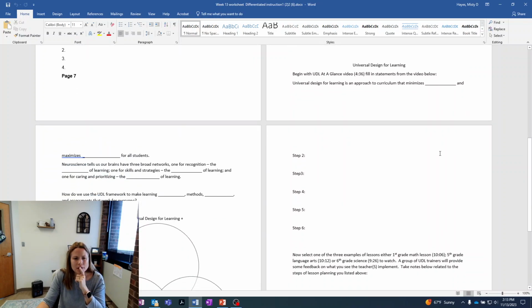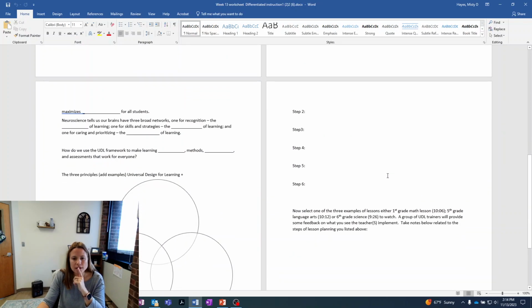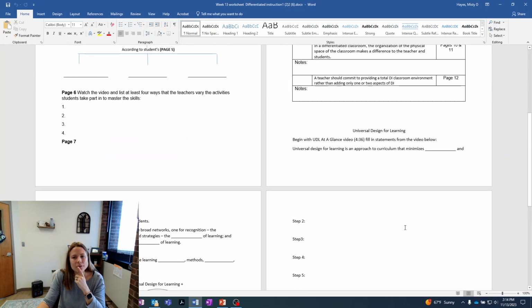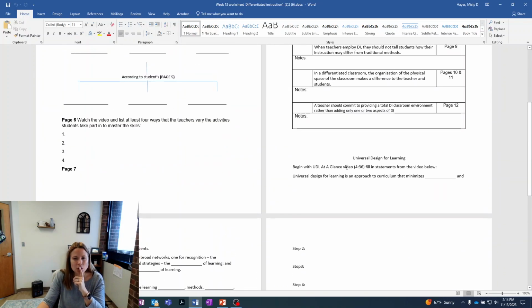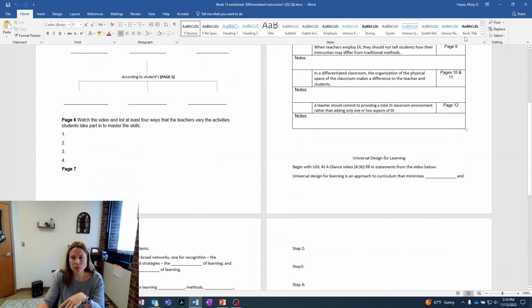One thing I want to note: on the UDL section, please do not do that. That is just extra, and a lot of this can derive from your textbook, but we didn't get too much into that, so please do not do the UDL section. It's not going to give you extra credit, so just disregard that. I'm only wanting you to do the differentiated instruction section, okay? And that's what you will submit to Dropbox.